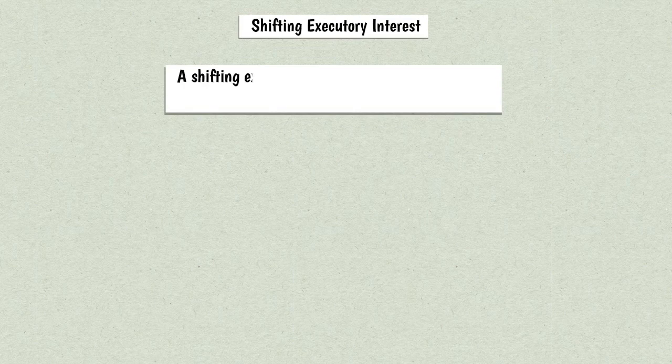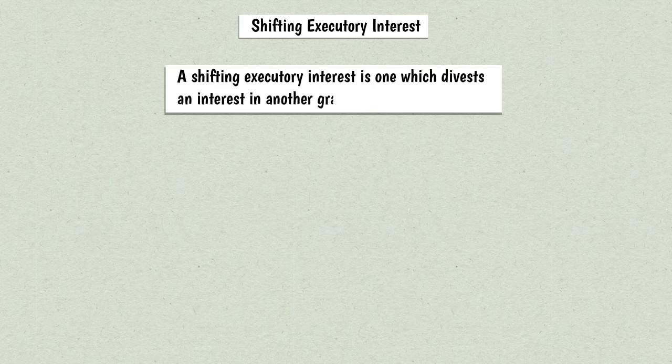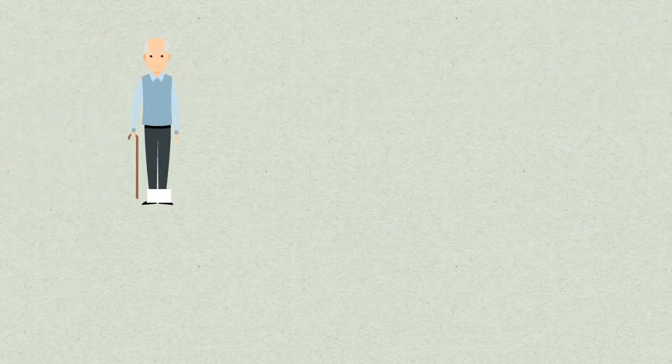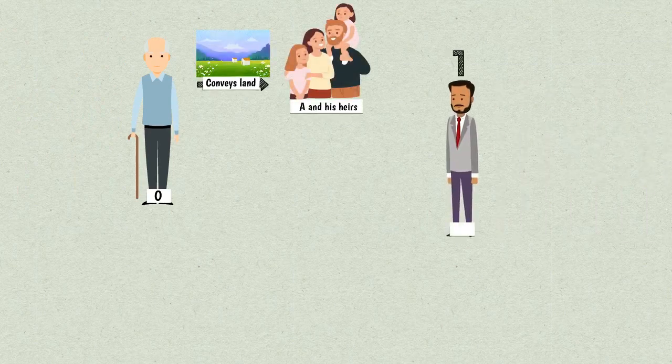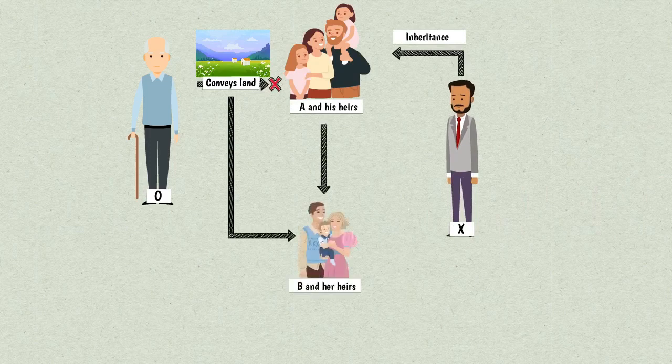A shifting executory interest is one which divests an interest in another grantee. Suppose O conveys land, "to A and his heirs, but if A inherits X's estate, then to B and her heirs." B has a shifting executory interest because if it becomes possessory, it would divest the estate held by A, another grantee. More commonly, shifting executory interests follow vested remainders.